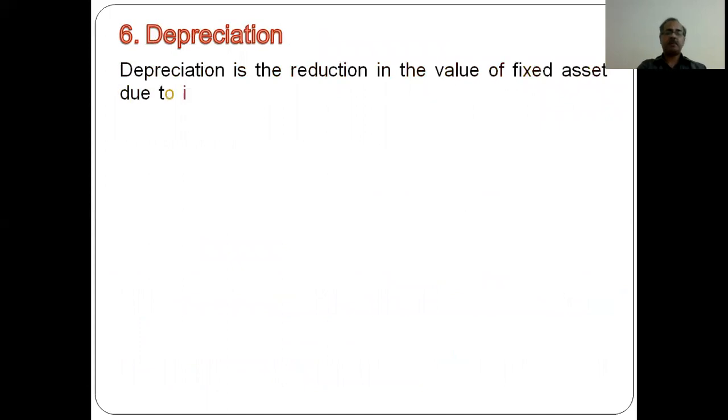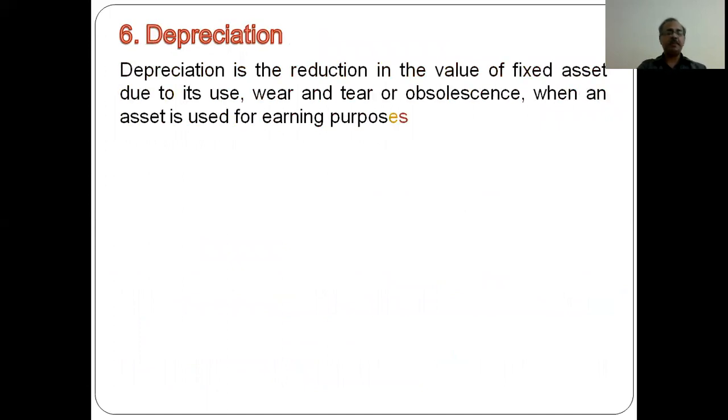The next common adjustment is depreciation. The term is quite familiar. Depreciation is the reduction in the value of fixed assets due to its use, wear and tear, or obsolescence when an asset is used for earning purposes. So depreciation means a gradual reduction in the value of fixed assets due to use, wear and tear, or obsolescence. So that is a loss. That is an expense to the business organization.